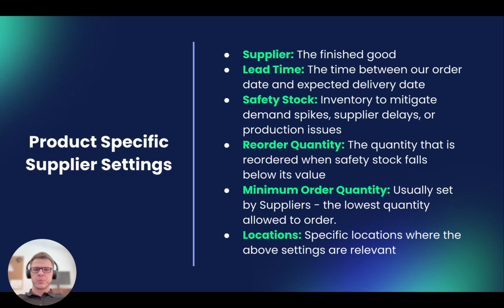And then there's location-specific data as well. So all of these combined into a specific location. If I have a location in Florida, but I also have a location in New Jersey, and my supplier is located in New Jersey, then there's a potential that my lead time for the Florida warehouse will be longer than the lead time in New Jersey. So those are just some of the product-specific supplier settings.